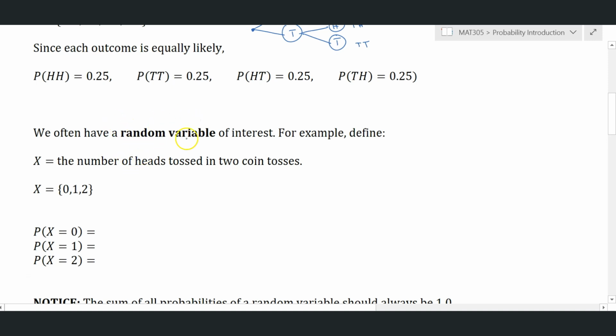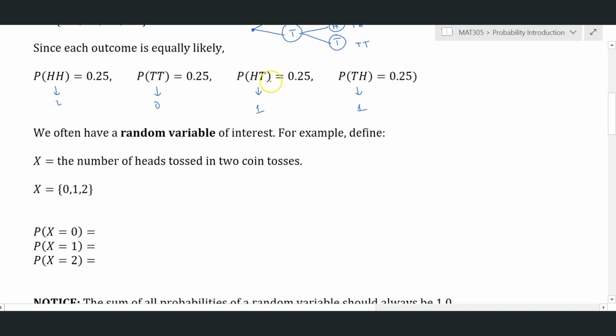We often have some sort of random variable of interest on our sample space. For example, we could define capital X to be the number of heads tossed in two coin tosses. Well, let's look at the possible outcomes and say, well, if we toss the coin twice and we just look at our final outcome, like heads, and we ask ourselves how many heads were tossed in those two coins, well, you could see here there would be 2 heads, here there would be 0 heads, here there is 1 head, and here there is 1 head as well. Notice just the sequence is different on these last two.